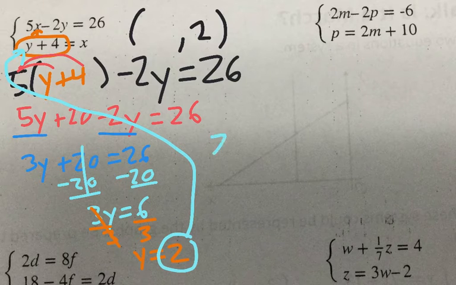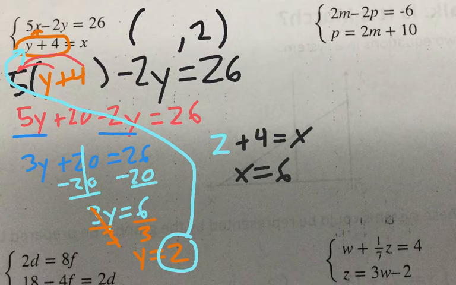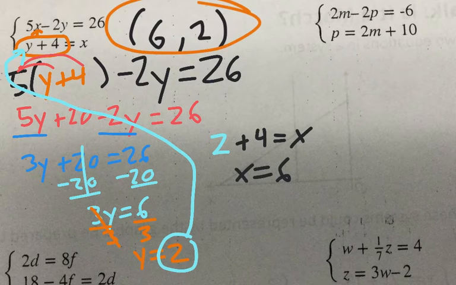And so that would be 2 plus 4 equals x. So the x value is 6. So that means the solution to my system of equations is 6, 2. Yep, I'm going to let you try the next 3 on your own.